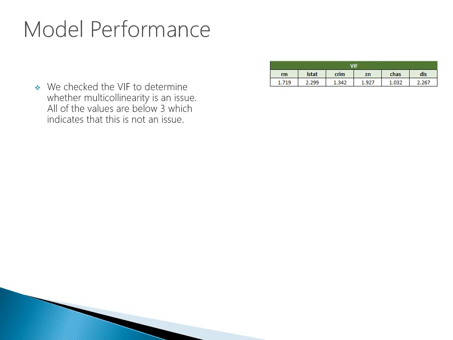Well, let's check the VIF to determine whether multicollinearity is an issue. We can see in this case that all of the values are below 3, which indicates that this is not an issue. Remember, we talked about different threshold levels. I decided to be a little more stringent in this case and use 3 instead of 5.